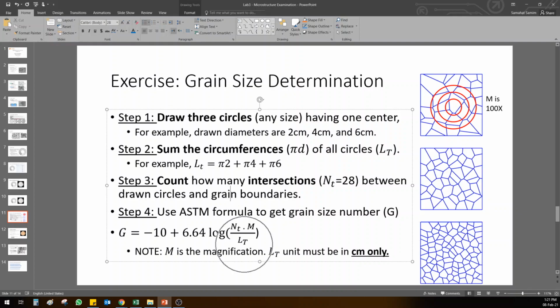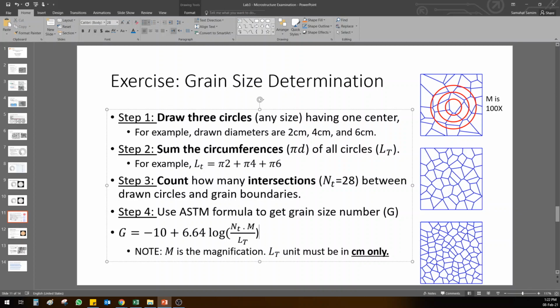And divided by LT. LT is the sum of all the circumferences which you find here in step number 2. So M is the magnification of the microscope. This M will be given to you. It's constant. In our cases, we use 100 times. So the LT unit must be in centimeter. This is very important, guys. This LT, with the circles you will draw, the unit should be in centimeters.